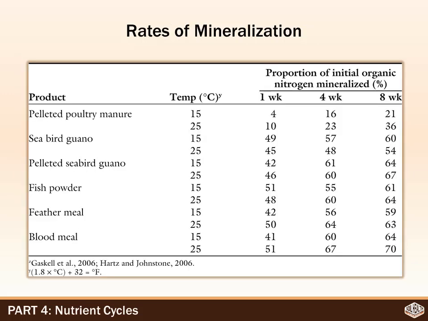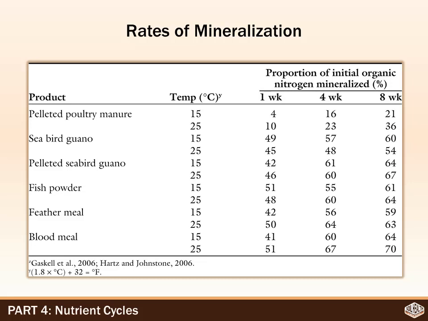In looking at how the nitrogen from the various materials was released in this study, you can see that over an 8-week period in both cooler and warmer temperatures, the materials that we mentioned with the higher percentages of nitrogen, such as the guano, fish powder, and blood meal, released their nitrogen at a much quicker rate than did the pelleted poultry manure, which had a much smaller percentage of nitrogen in it. This is a reflection of the rate of mineralization based upon the nitrogen content of the starting material.